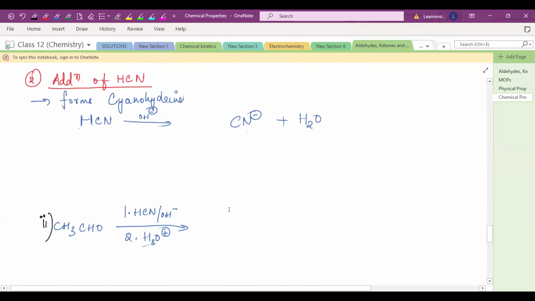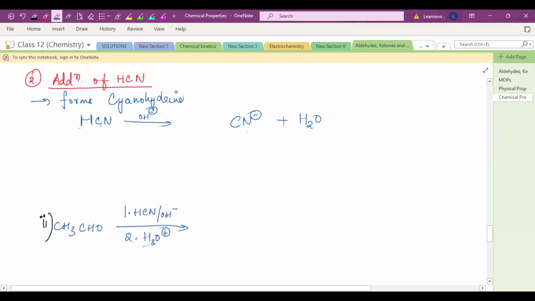Next topic we have discussed is the addition of HCN. Just quickly do that. How does the addition of HCN happen? When you add carbonyl compounds to HCN, we are doing the nucleophilic addition reaction. We are studying this under nucleophilic addition reactions. These are the subtopics. When you treat the carbonyl compound with HCN, it will form cyanohydrin.